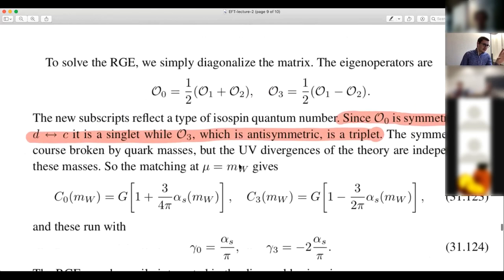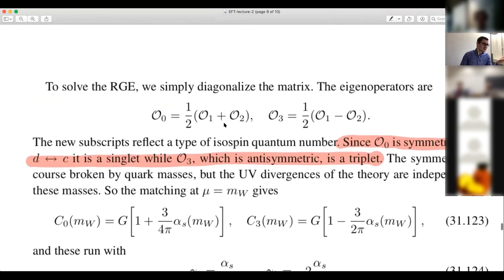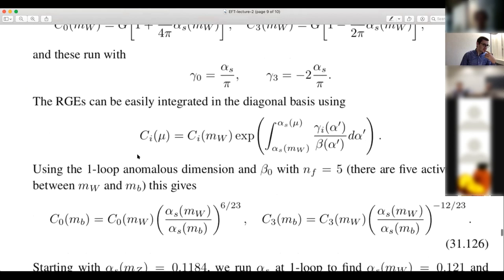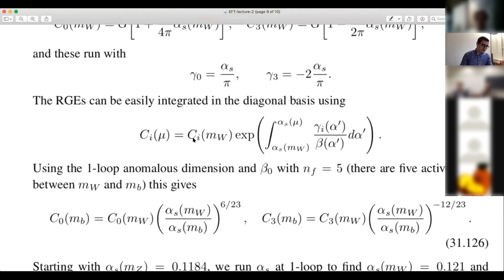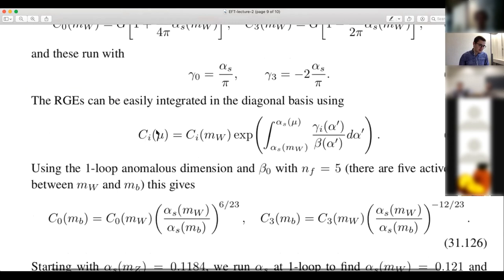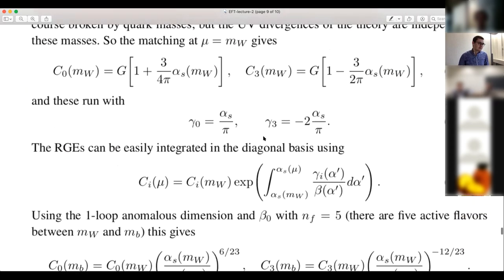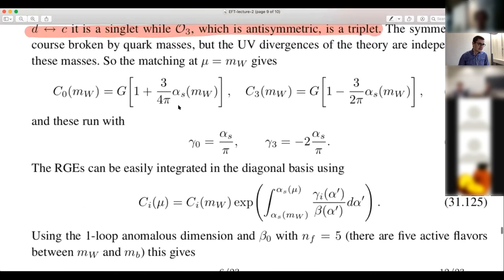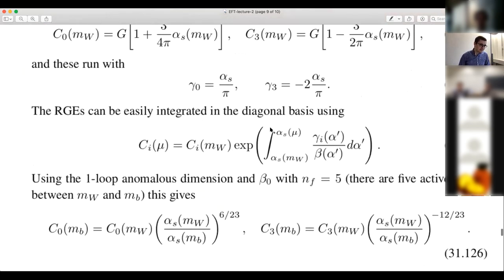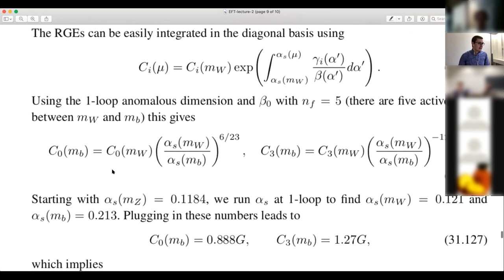Anyways, if you don't care about this story, you just solve the equations and you can get the Wilson coefficient at any scale mu in terms of the Wilson coefficient at MW. This is what we wanted. We did the matching at MW and we want the Wilson coefficient at a different mu, smaller than MW. It's a very simple equation. They get decoupled when you diagonalize, and you get the exponent of the integral over the coupling constant of the ratio of the anomalous dimension over the beta function.